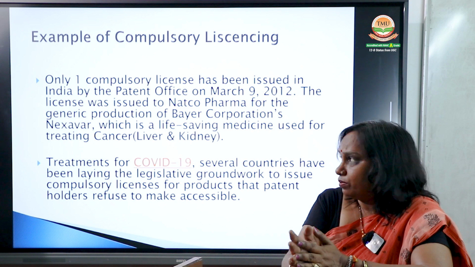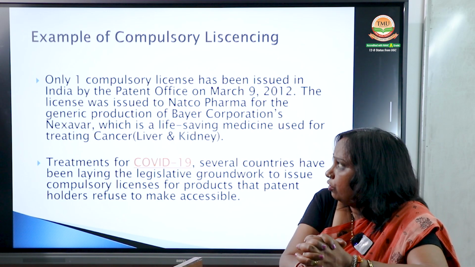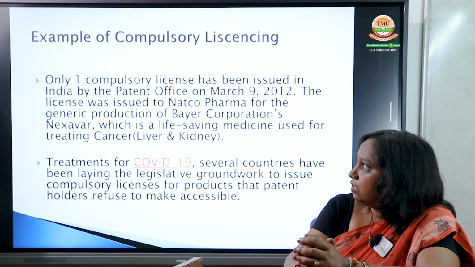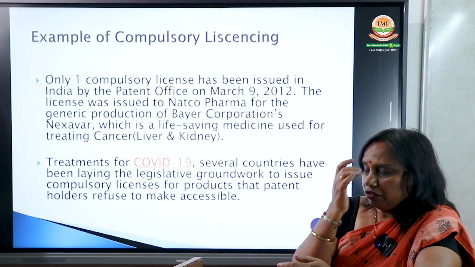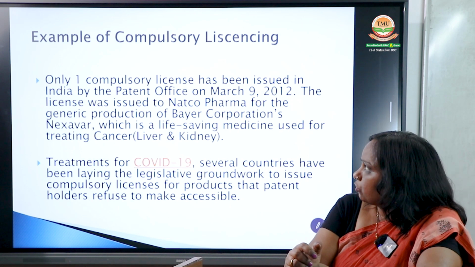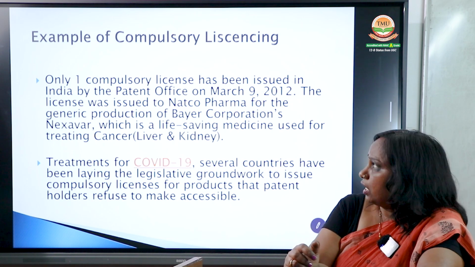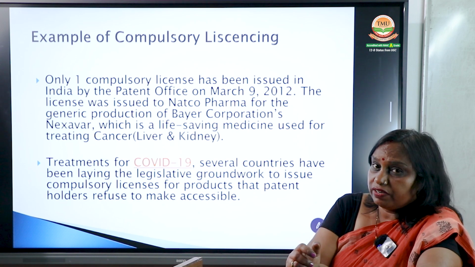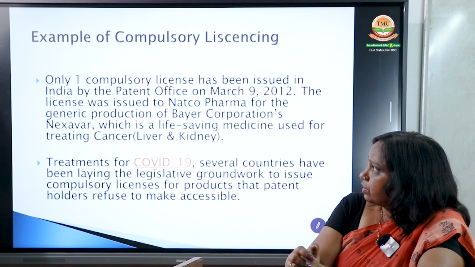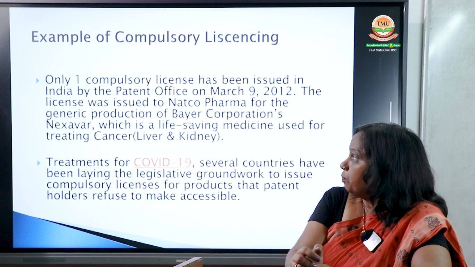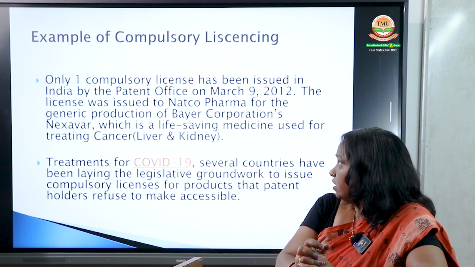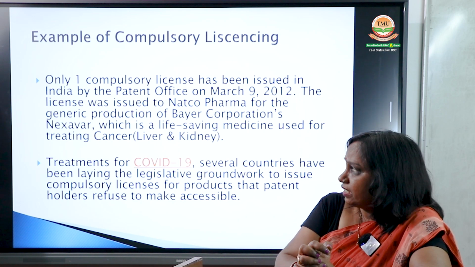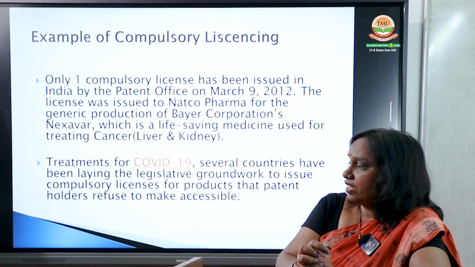We will see certain examples of compulsory license. Till now, only one compulsory license has been allowed by the Government of India, by the Patent Office, and that is to Natco Pharma. It was issued to Natco Pharma on 9th March 2012 for the generic production of Bayer Corporation's Nexavar, a life-saving medicine used for treating cancer, that is liver and kidney cancer.